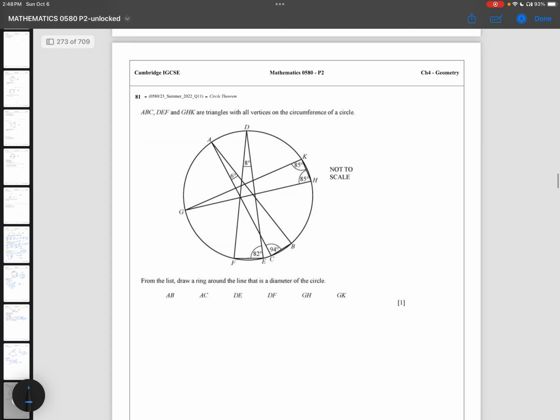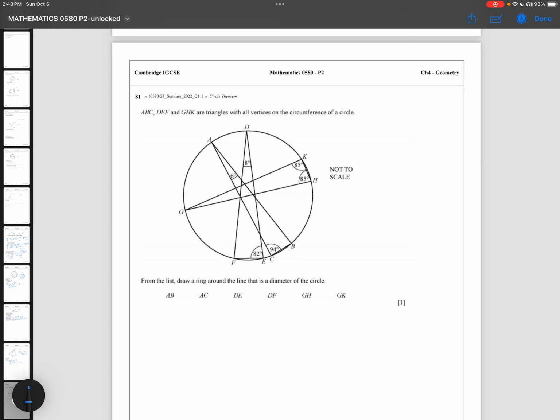Let's move to question number 81. It says A, B, C, D, E, F, G, H, K are triangles with all vertices on the circumference of a circle. From the list, draw a ring around the line that is the diameter of the circle. So, whenever a line is the diameter of a circle, it subtends an angle of 90 degrees on the circumference of the circle. So let's see if these particular lines are subtending an angle of 90 degrees on the circumference.